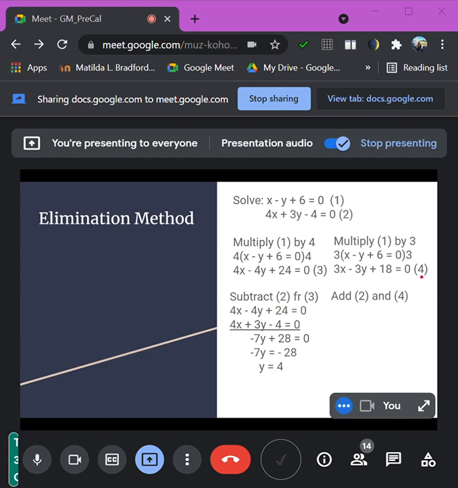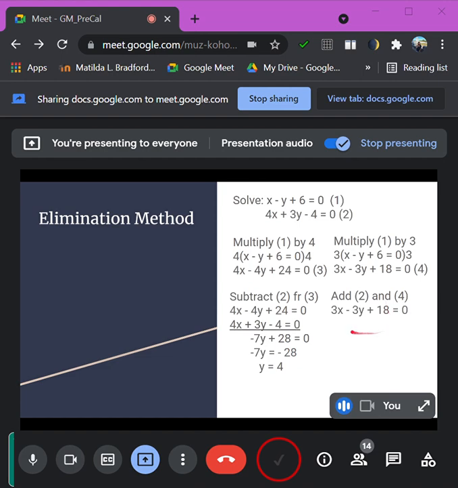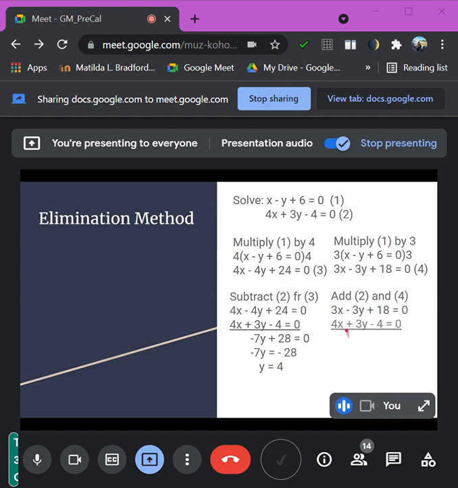Okay? So we have there, I added the fourth equation, 3x minus 3y plus 18, and the second equation, 4x plus 3y minus 4 is equals to 0. So adding 3x plus 4x, that is 7x. And then the y terms cancel. And then 18 plus negative 4, that is 14.